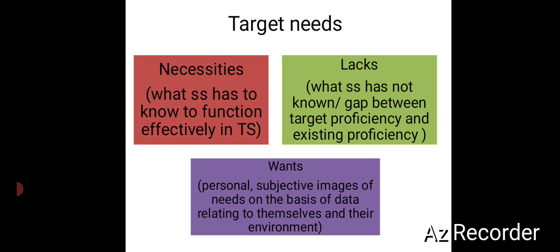So what should we prioritize? Necessities, lacks, or wants? If possible, we need to accommodate and teach all of them. However, remember the priority is to enable the students to function effectively in their office, in their work. So you need to pay attention to the necessities, and then what they haven't mastered, the lacks, and you can spare a little time to accommodate their wants, their desire to learn something else. Okay, I hope this is clear for you.